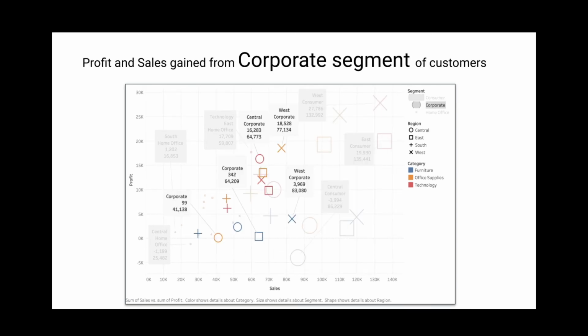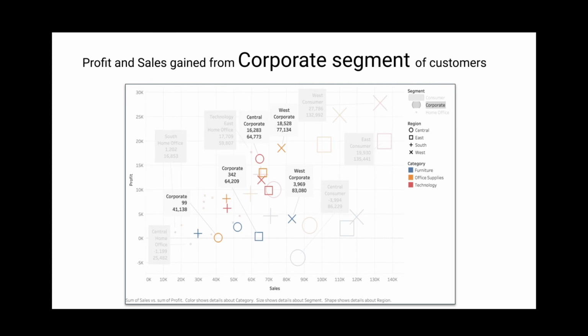So here is another slide to show the corporate segment, how they are doing in the market and how the company is gaining the profit and sales from the corporate segment of the customers. So we can see that in the West region, the company is doing well in the office supplies, and the company is gaining profit and sales from the corporate segment over there.